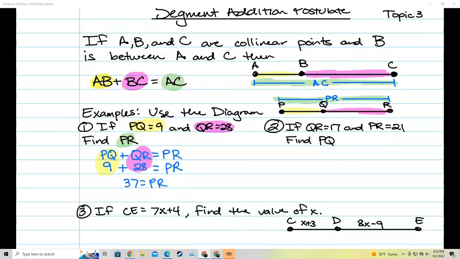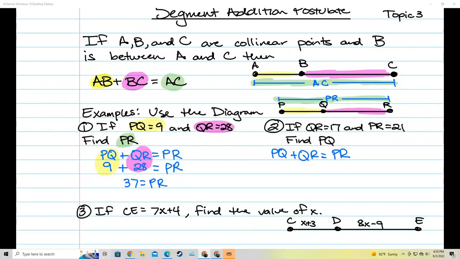So if I want to find the other small section, I'm going to need to subtract. Now, if you're not seeing it, then it's definitely important that you add up and set up your equation. So I'm going to set up the exact same equation I did before. PQ plus QR is going to equal PR. Let me go ahead and write that down. PQ plus QR is equal to PR.